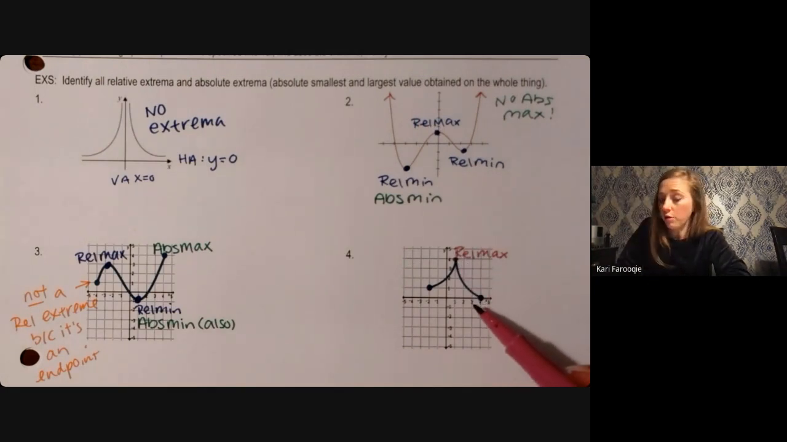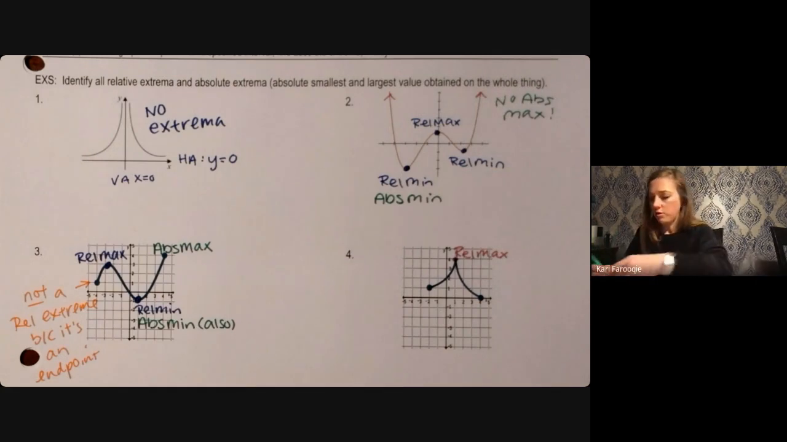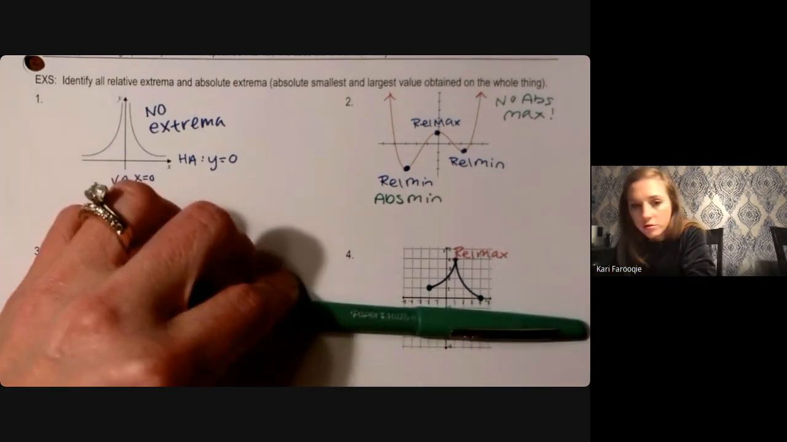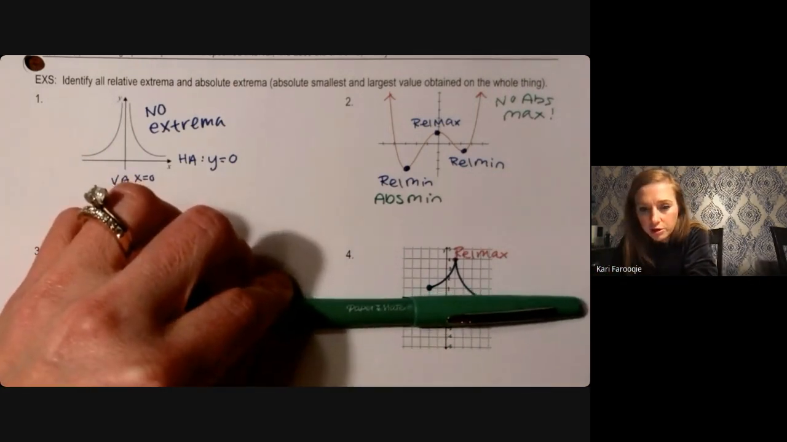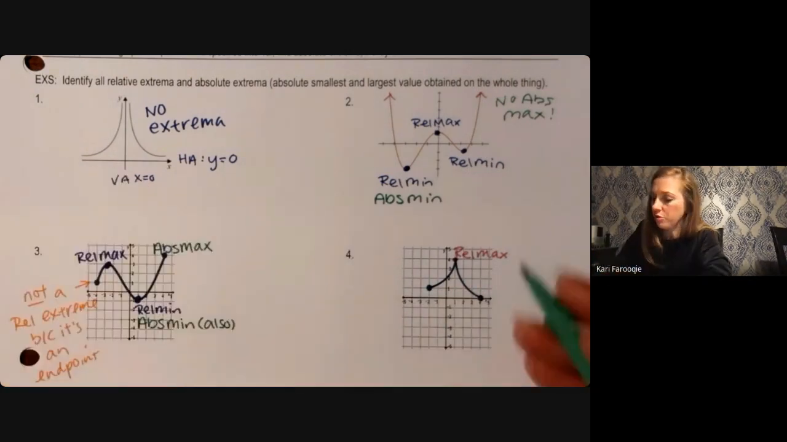Now, you also are probably noticing that if I was to scan this graph from bottom to top, I would notice that I have this absolute minimum value here at the right-hand endpoint. So my absolute minimum would be this point down here.